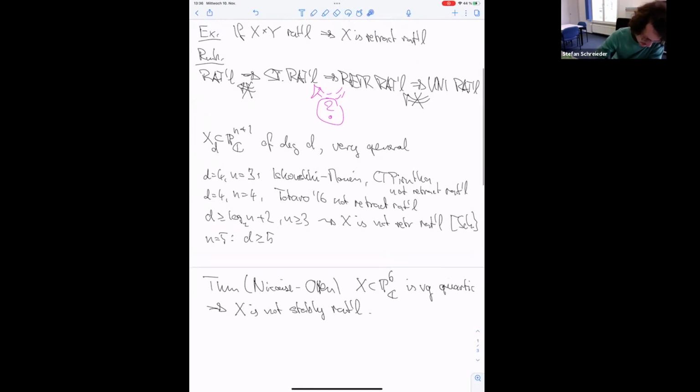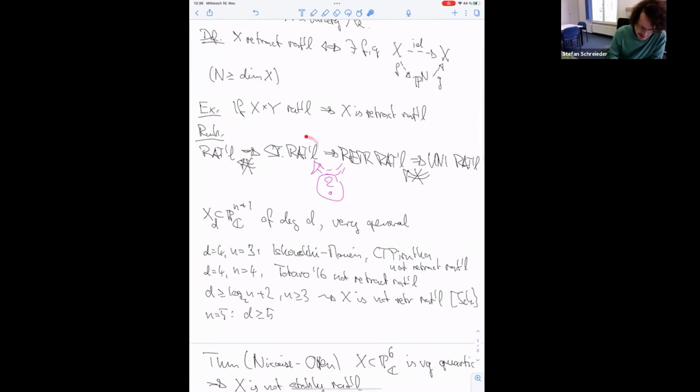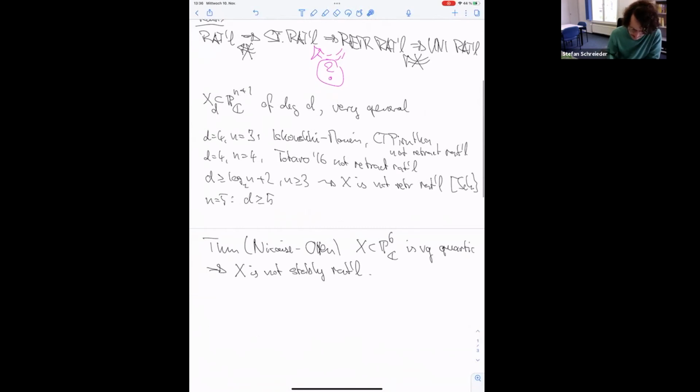Okay, and the point here is that these previous approaches, they all detected, in fact, not only stable rationality, but retract rationality. And so far, nobody really cared, because all these approaches that would detect stable rationality, in fact, detected this one. But there's a new approach that does, in fact, not detect retract rationality, but really only stable rationality. And Nicaise and Ottem used that approach. So with their approach, they cannot get retract rationality. And since there is this approach that really is sensitive to stable rationality, it is a possibility that one can use that approach to answer this question, to find something that is retract rational but not stably rational.